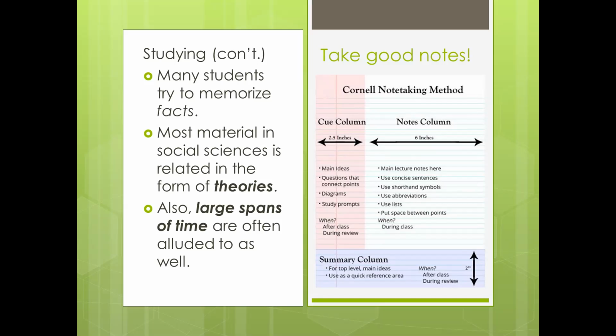That's why it's really important to take good notes. And they mention in our chapter that the Cornell method or parallel method of note-taking is a good method that you might want to employ, especially in social science related courses.